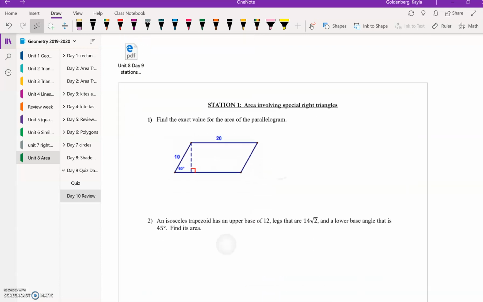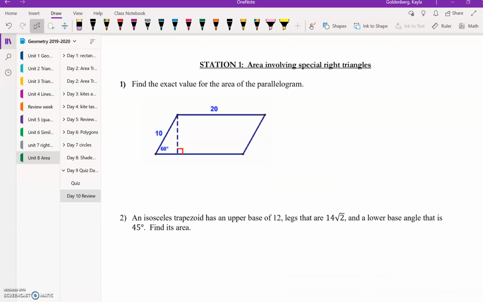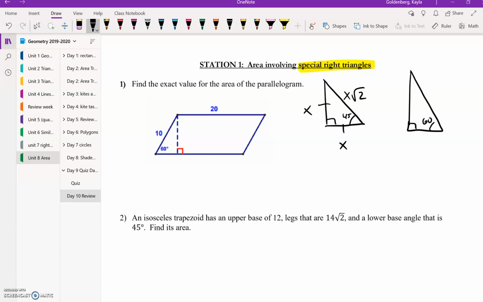Okay, so first one is Station 1, area involving special right triangles. Remember, special right triangles come up quite a bit in a lot of our area problems. I'm going to draw a quick reference for us. So I'm going to do our 45, 45, 90. Your two legs are congruent, and you can call them x and x. Your hypotenuse would be x square root of 2. For our 30, 60, 90, you're going to have x, your smaller leg, 2x is going to be your hypotenuse, and your longer leg is going to be x square root of 3.